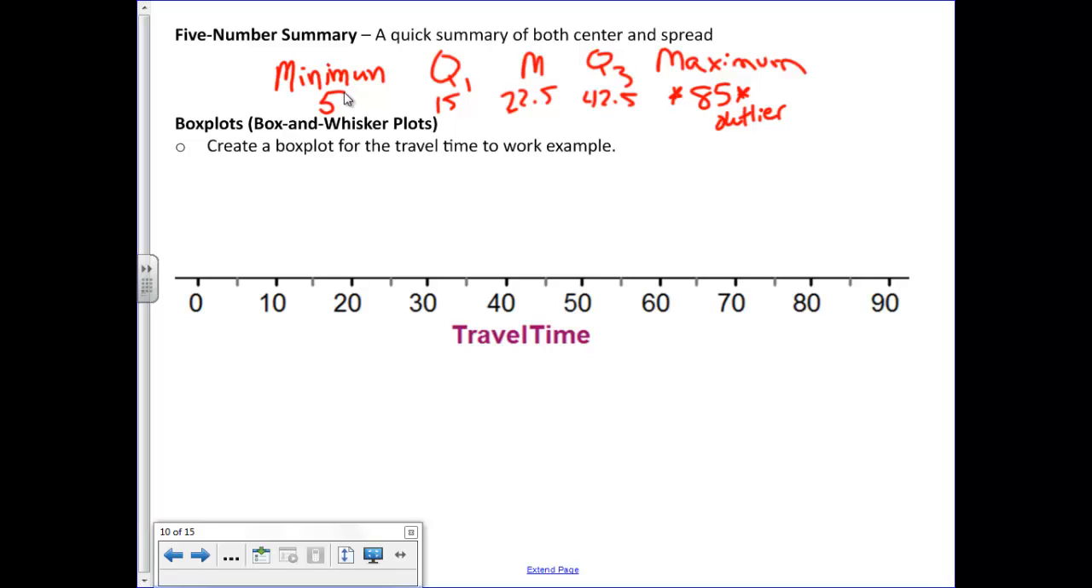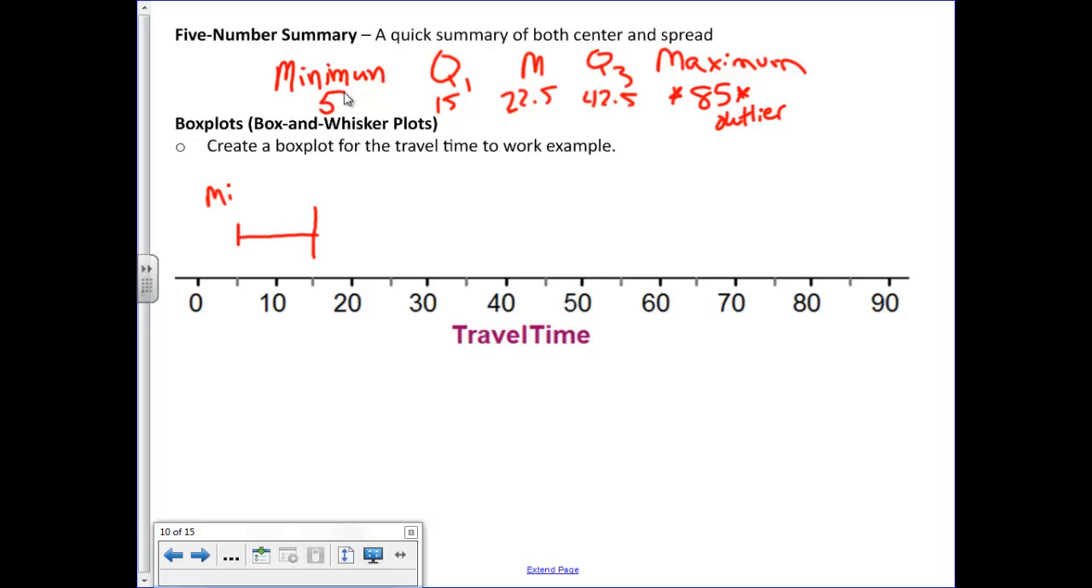I already gave you a scale. I labeled the axis for you. My minimum value is at 5, so at 5, I put this little dash. Q1 is at 15. So I make a slightly bigger dash because this is what happens. I have this, what's called a whisker. That line's called a whisker. And then we start the box. This 15 is the start of the box.